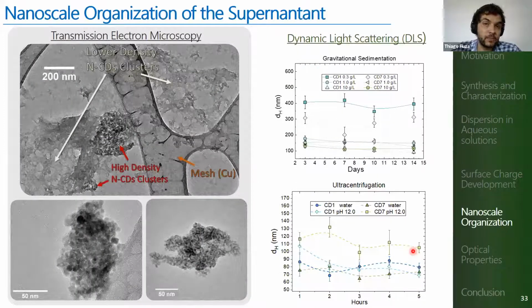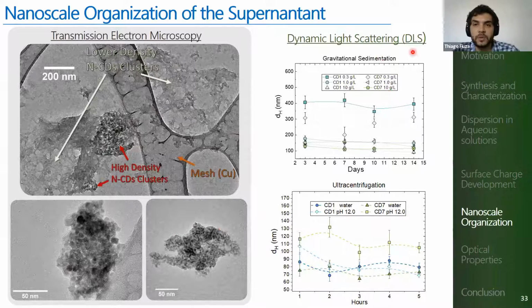So at the nanometric scale, we can probe the supernatant. As we've seen before, at the microscopic scale, the supernatant is homogeneous. However, we have some indications that we can have aggregates there. So if we perform transmission electron microscopy, we'll have aggregates due to the evaporation of the solvent. However, we can see that we have these higher density clusters, which range from 50 to 100 nanometers.